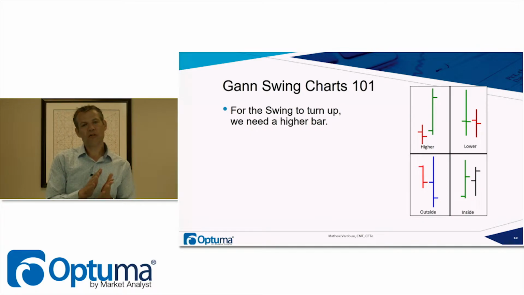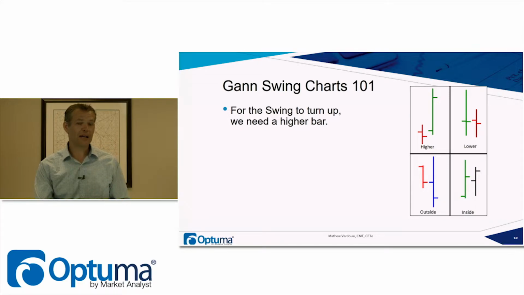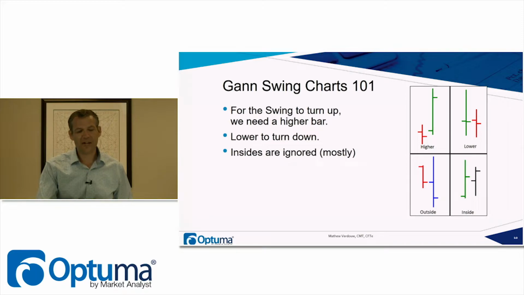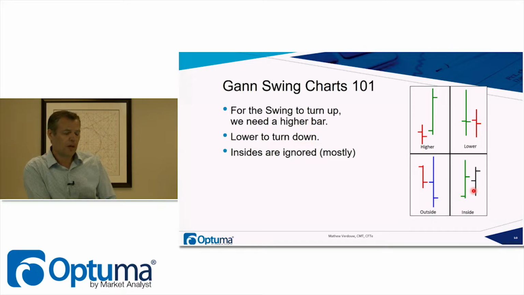So for the swing to turn up, we need to have a higher bar. In the most simple one bar swing chart, one higher bar is what will turn that swing chart up. And of course, a lower one will turn it down. Inside bars are ignored mostly. There are some cases, in a one bar swing chart, where they're completely ignored.